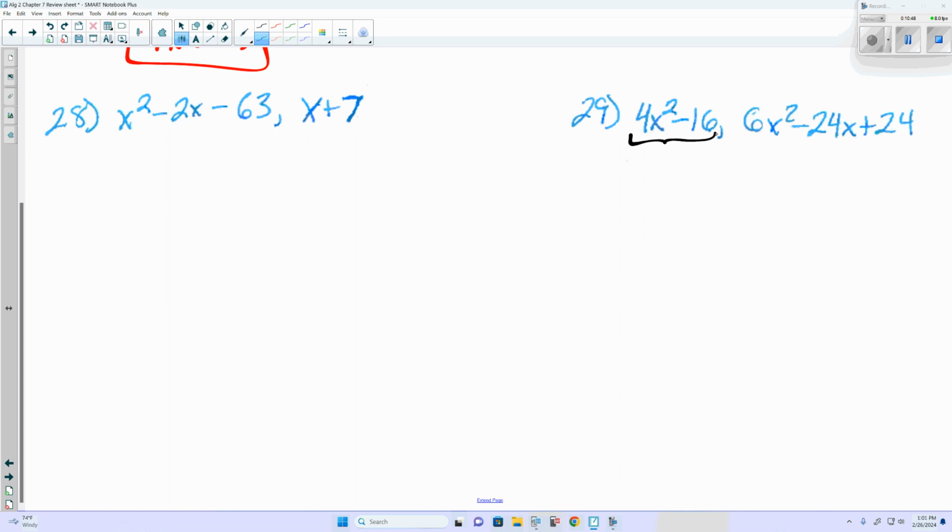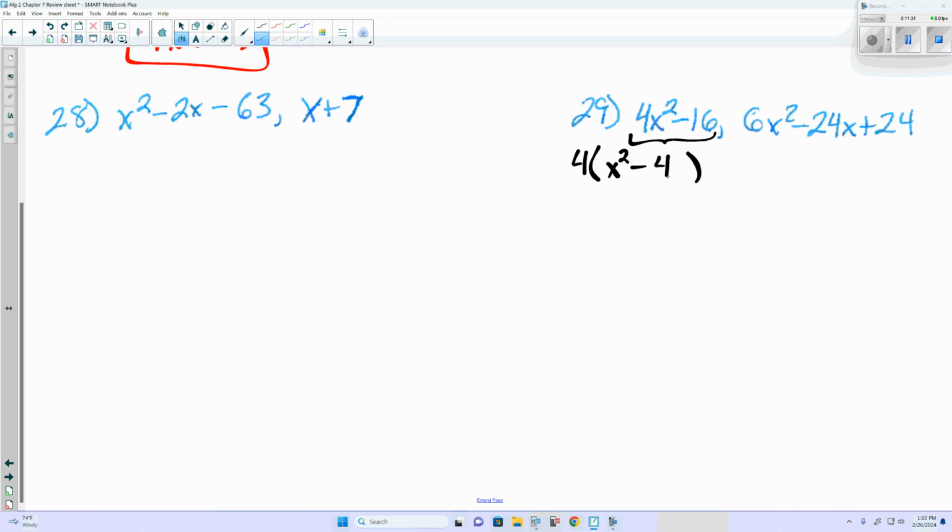Let's look at 29. Always look for greatest common factor first when factoring. Is there a greatest common factor between 4x squared and 16? It's 4, because 4 will go into both 4 and 16. So I think you're thinking of least common multiple. Least common multiple would be 16. But before we start looking at it, we want to factor down. So greatest common factor would be the biggest number that will divide into every term. Least common multiple, we're going up.